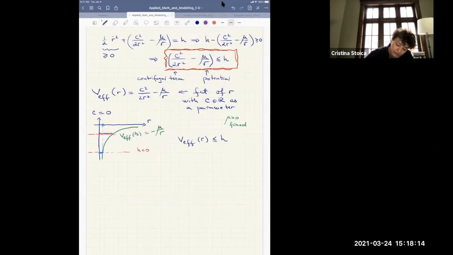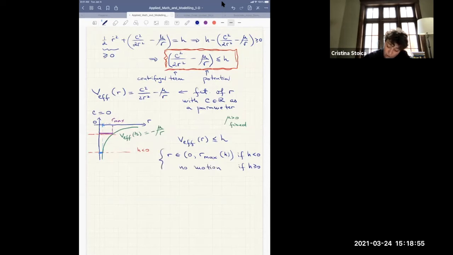So V, the green curve, has to be under that pink one. So here I'll have an R max, but I can play only from 0 to R max. So this picture tells us that R will be in between 0 and an R max, which will depend on where the level of energy is. And this is if H is negative. Whereas if H is greater or equal than 0, there is no motion.